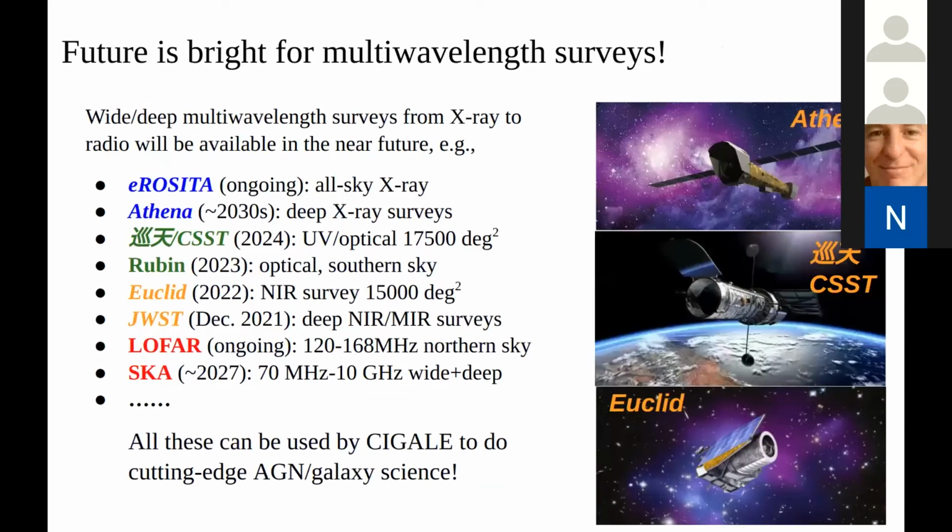We will soon have many wide, deep multi-wavelength surveys from X-ray to radio. In the X-ray regime, we will have Rosetta, which will provide an all-sky survey. Athena will give you many deep X-ray surveys. In the optical, we will have Xuntian or CSST, which will provide a UV optical survey, as well as the Rubin Observatory for the southern sky optical survey. In the near infrared, we have Euclid, also mid infrared, JWST, for the infrared surveys.